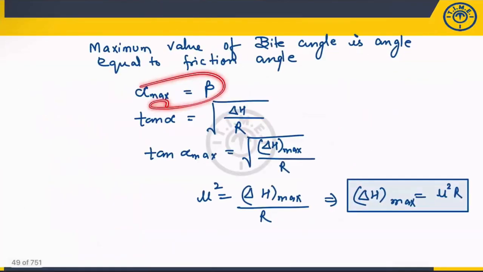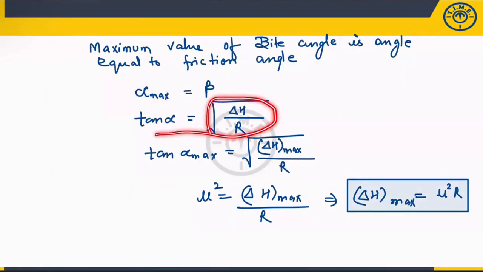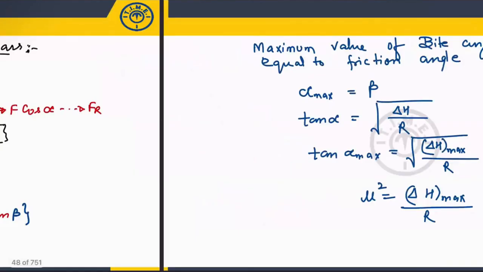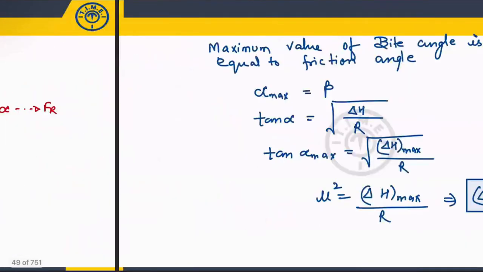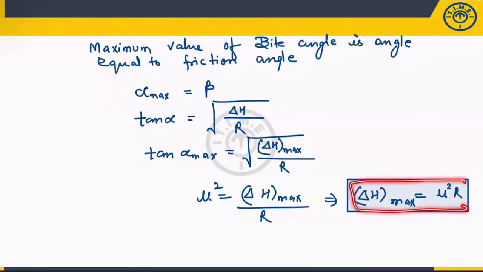So the same we have used, and you know that alpha maximum is, if you write in terms of tan, tan of alpha is square root of delta h by r. So tan of alpha max is tan of beta. What is tan beta? Tan beta you already know, which is mu. So you got one more relation. The maximum reduction in one pass is mu square into r. Very, very important.